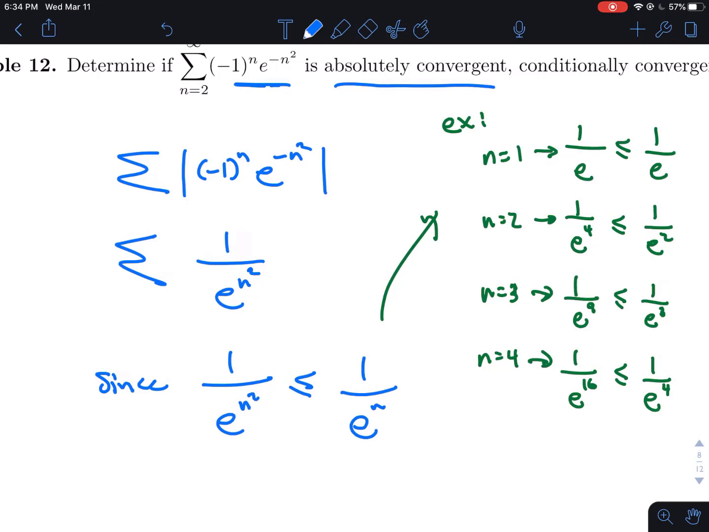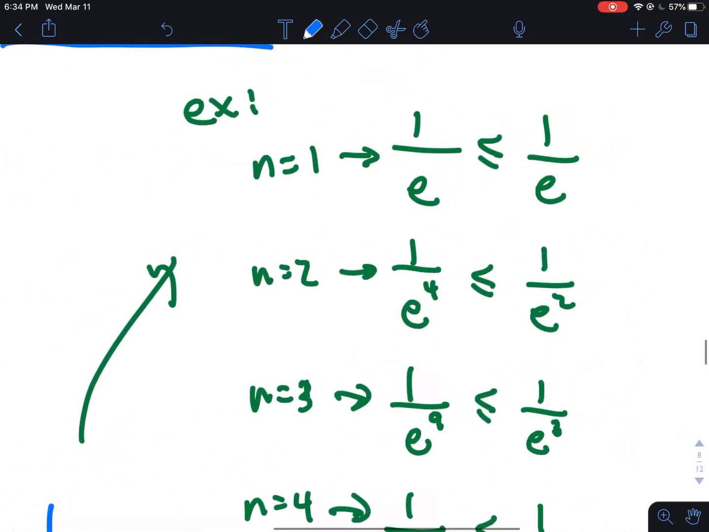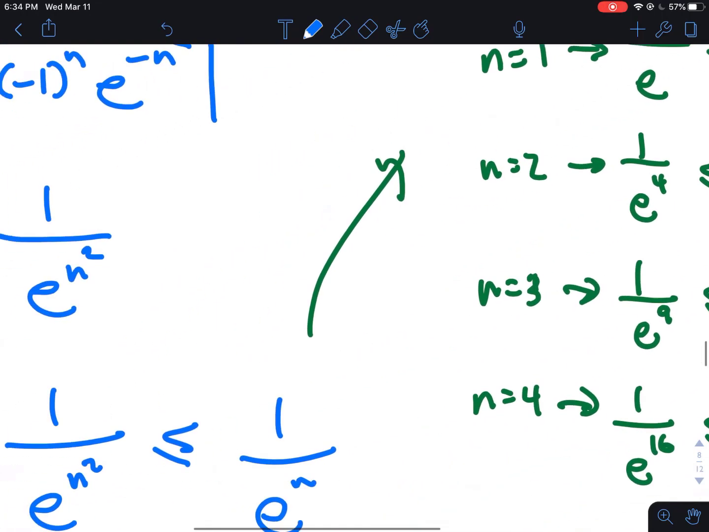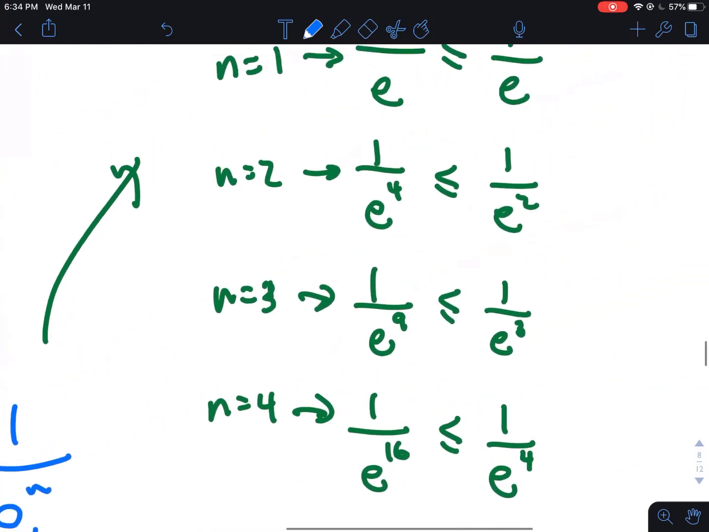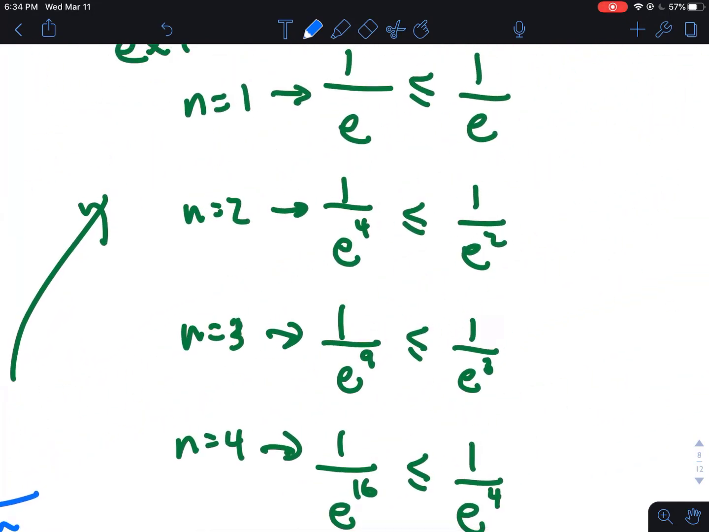And that's because, right, if you start to plug in some of these values, n equals 1, n equals 2, n equals 3, so on and so forth, you can kind of see what's happening here, right? So at n equals 1, we just have, well, that's the equals case, 1 over e versus 1 over e. So it's literally me just plugging in 1 everywhere I see an n. If I plug in n equals 2, well, I have to square one of them, right? 1 over e to the 2 squared, so that's going to be e to the 4th power there.